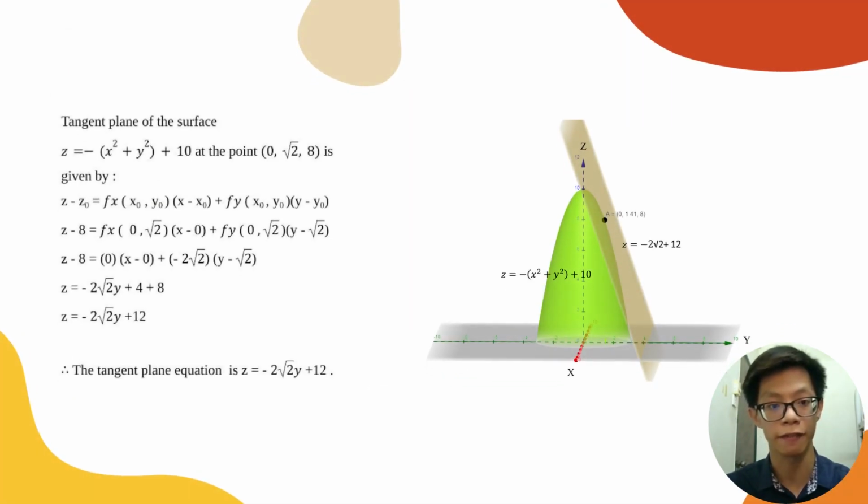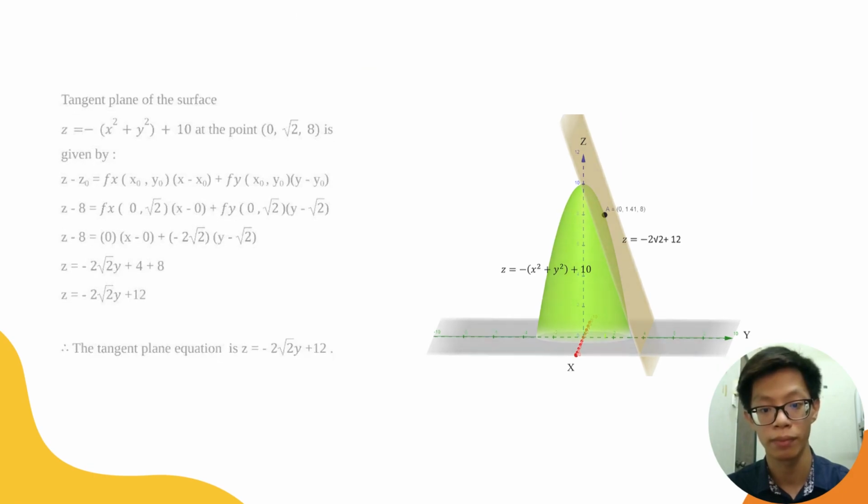After we found fx and fy, we can substitute into this formula: z minus z0 equals fx(x0, y0) times (x minus x0) plus fy(x0, y0) times (y minus y0). And we can get the tangent plane equation: z equals negative 2 square root 2 y plus 12. And this plane is already shown in the diagram.